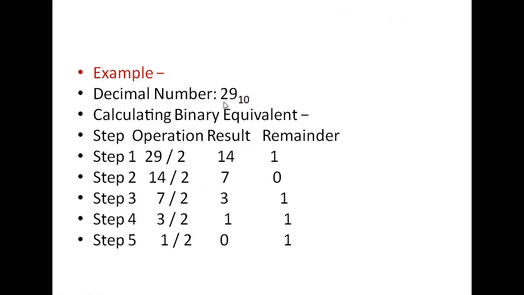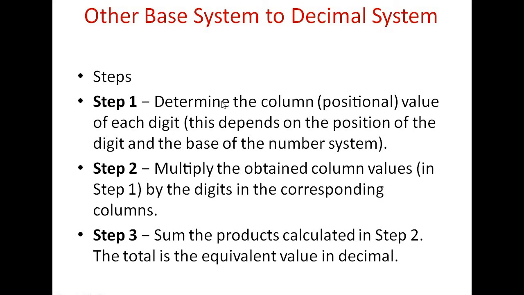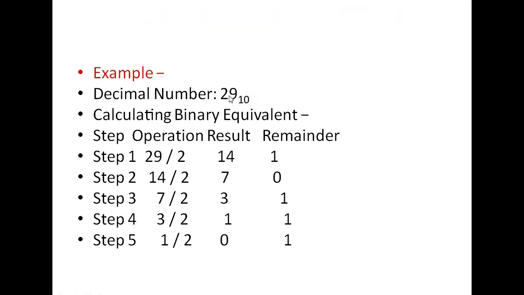If anyone asks you to convert 29 to the octal number system, then instead of dividing by 2, I can divide by 8. Then convert 29 to the hexadecimal system, that means dividing by 16. Decimal to binary, divide by 2. Decimal to octal, divide by 8. Decimal to hexadecimal, divide by 16.